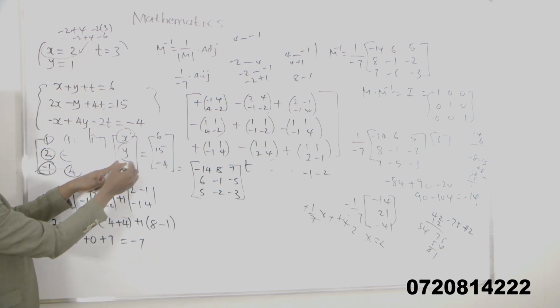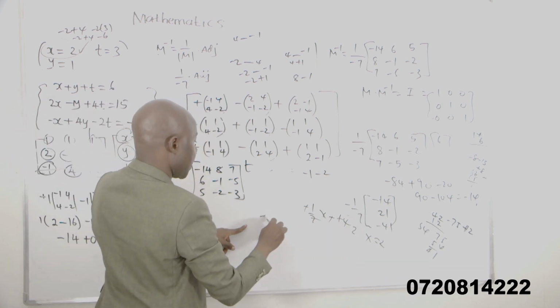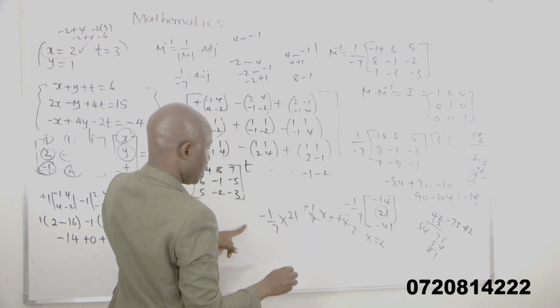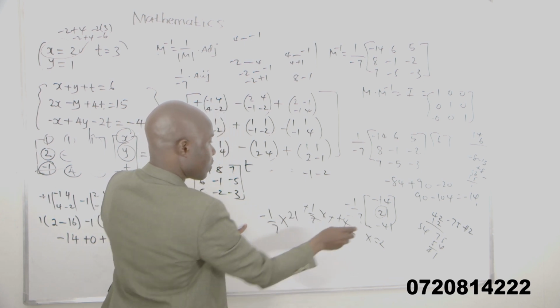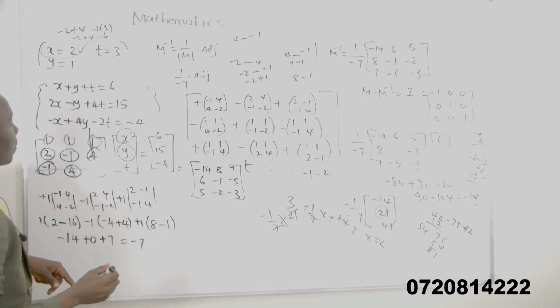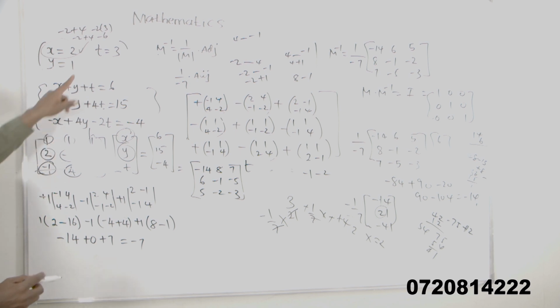The second value, which is y, is supposed to be negative 1 over 7 times 21. So that was a negative. So 7 goes here 1, 7 goes here 3. So what's supposed to be our y? No, our t. Our t is supposed to be 3.